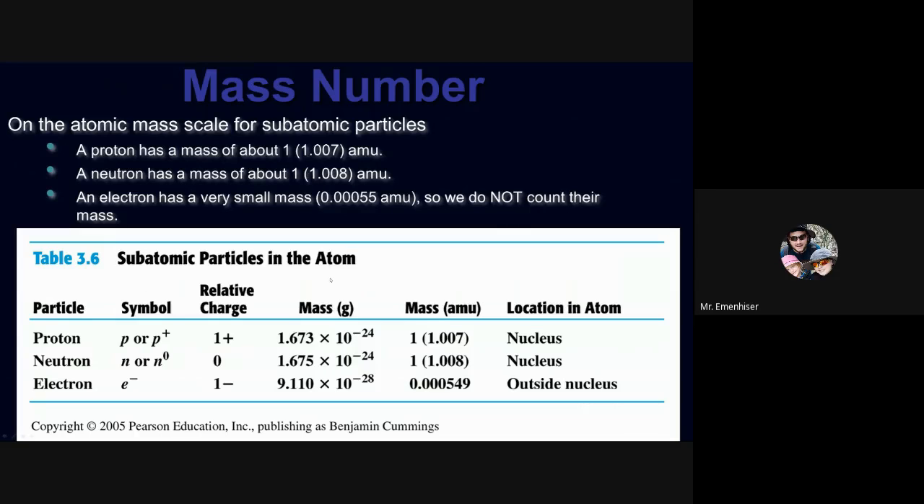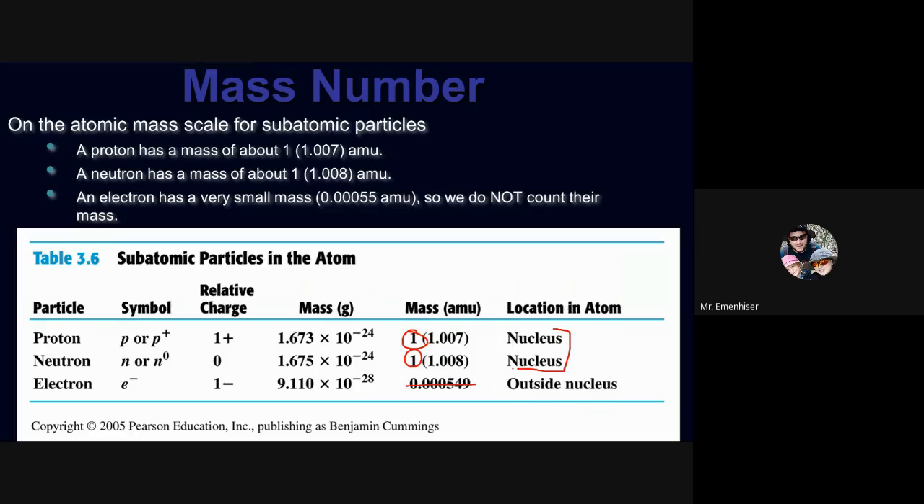So here's a table with the details for each particle. Protons have this symbol. Here's their charge. Here's their mass in grams, which is really tiny. That's not really important for us, but that's the mass of a proton. Here's the mass that we're going to use. We're going to use just 1, right? The mass of a proton is just 1. The mass of a neutron is 1. And then the mass of an electron is 0.